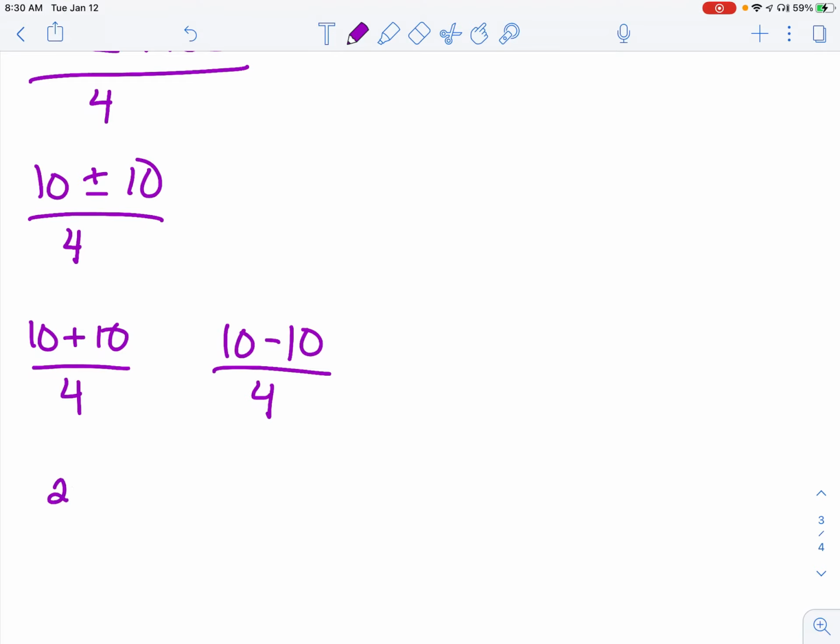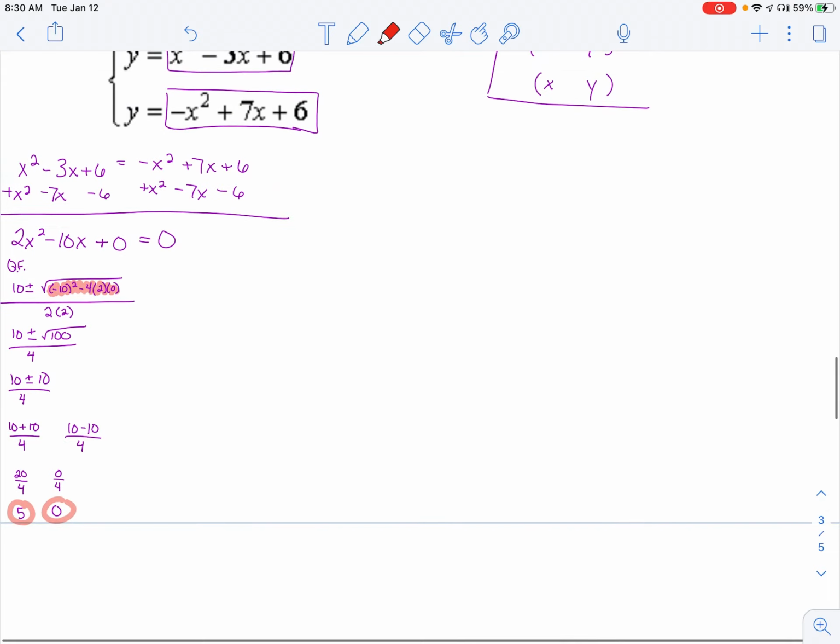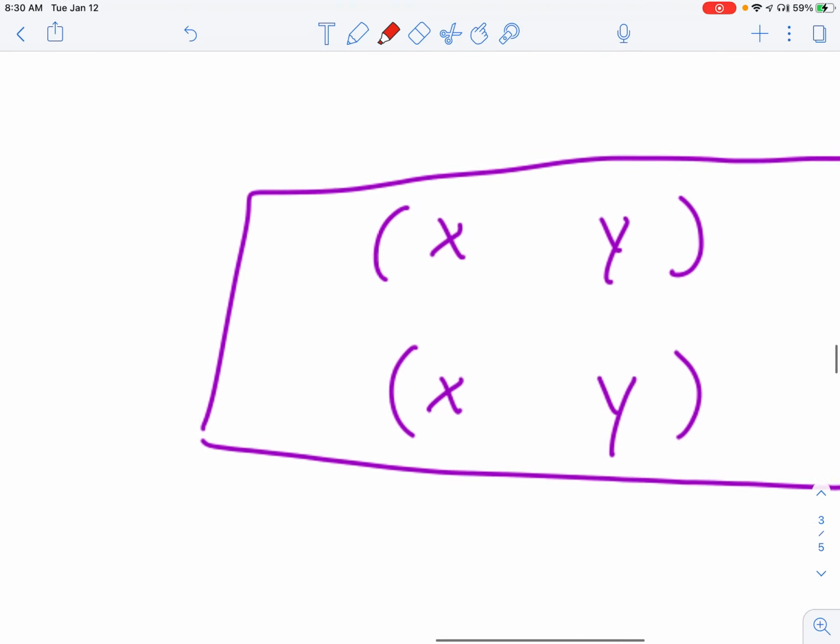So 10 plus 10 is 20 over 4. 10 minus 10 is 0 over 4. 20 over 4 is 5. 0 over 4 is 0. So, okay, you get this far and you get these 2 really nice answers. Those are your x values, okay? So those are my x values, 5 and 0. I'm going to put them in here.